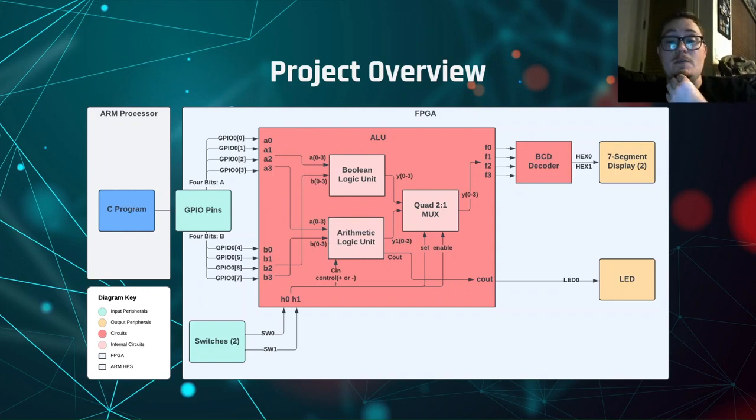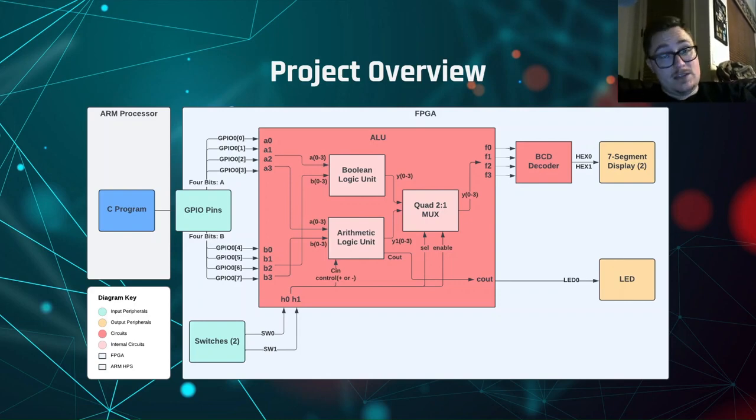You'll see the LED for our carry out and borrow out from the arithmetic unit, and in the top right you'll see our BCD decoder, which was originally supported up to 0 to 9 for the hex display, but now it supports 2 7-segment displays, that being 0 to 15.